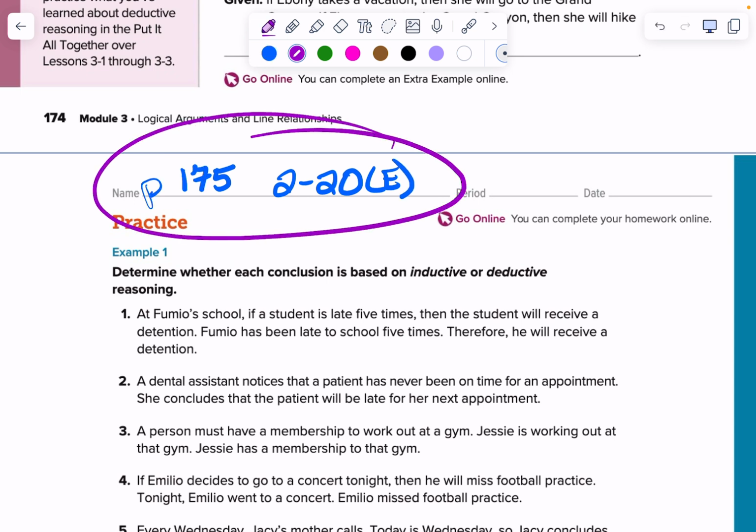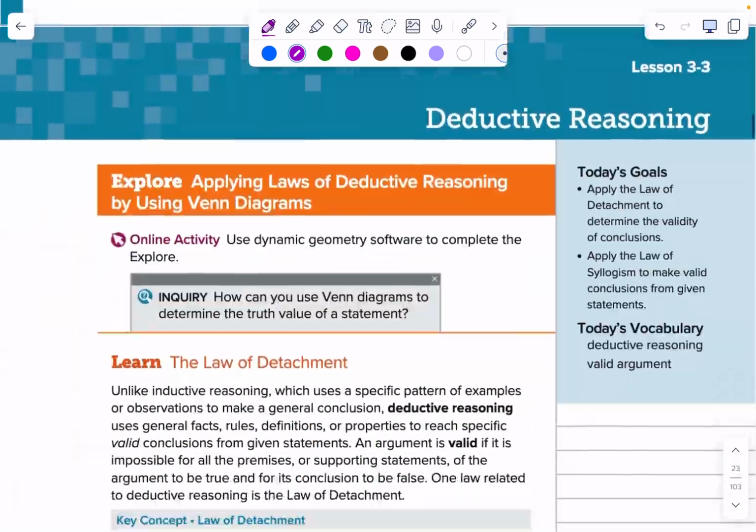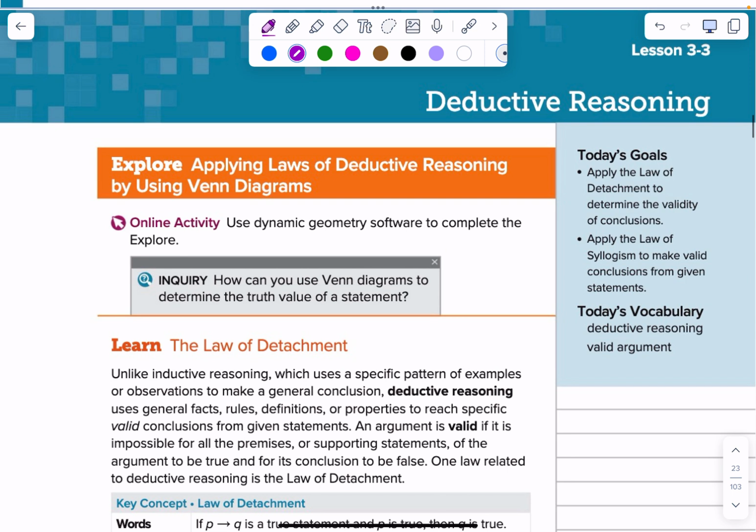Homework assignments here, 2 through 20 evens. There are 3 main concepts going on in this section. Okay, and that's it. We will get done with this today. This is something called deductive reasoning.